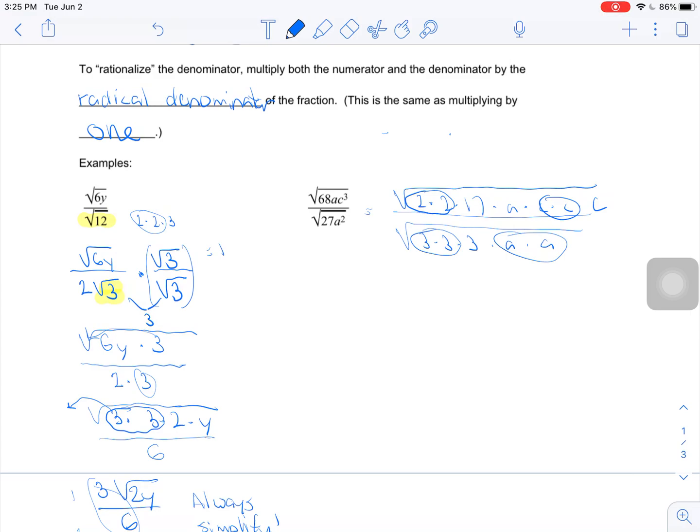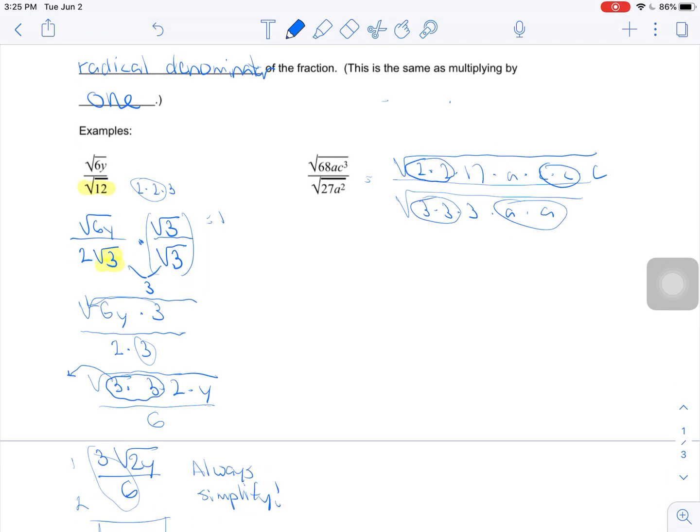So I'm going to go ahead and simplify the top and the bottom, and then we'll deal with our fraction rules. So the top simplified, I end up with 2c times all the leftovers, square root of 17ac. On the bottom, I have 3a times the square root of 3. It's going to be the only thing left in there.